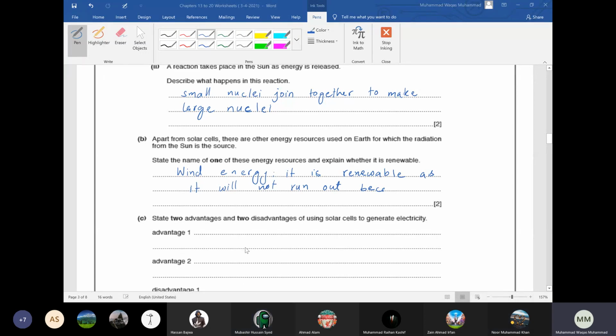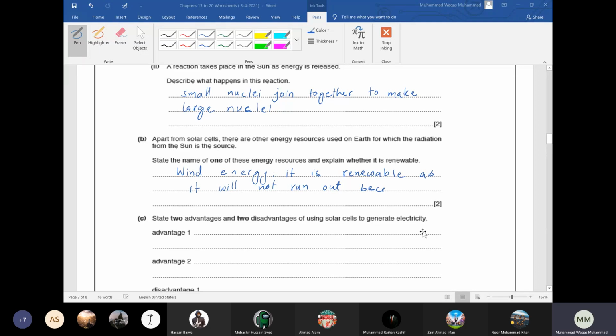And any other advantage? It is cheap to maintain. Yes, it's low cost maintenance, so you can write that. And the disadvantage is it is not available every time, like not at night, and it is very expensive to build. Shabash beta. Yes, the initial cost is high, but you can also say it takes up a lot of space, right? Got it or not, beta? Yes, sir.